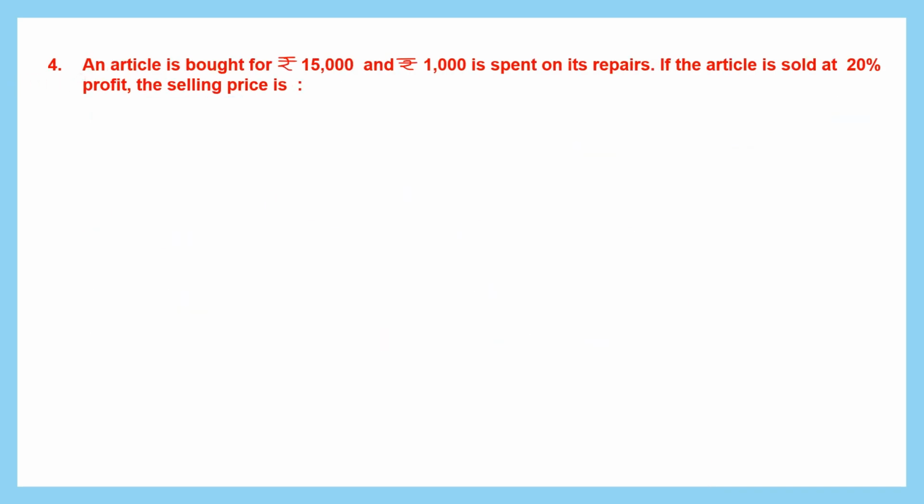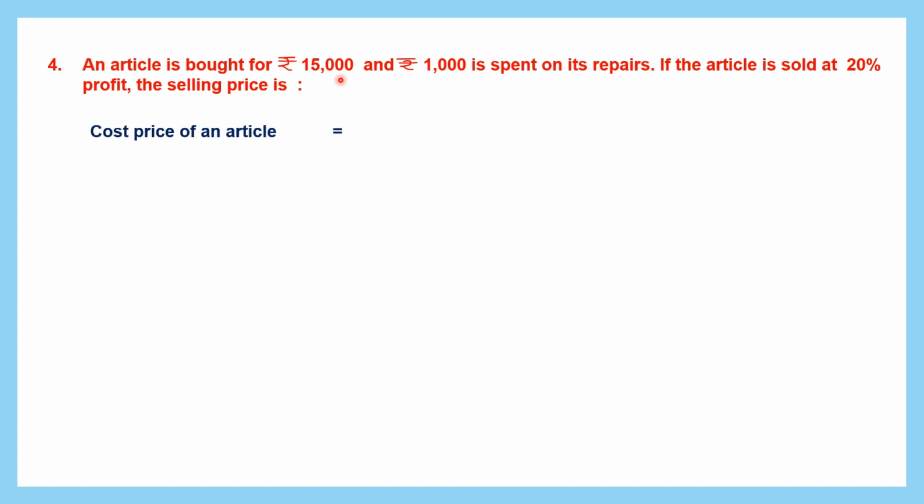Question 4. An article is bought for 15,000 rupees and 1,000 rupees is spent on its repairs. If the article is sold at 20% profit, find the selling price. This is our question. So let's write down.